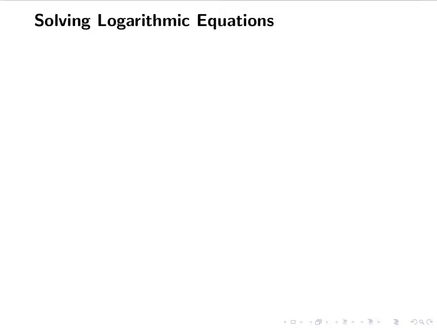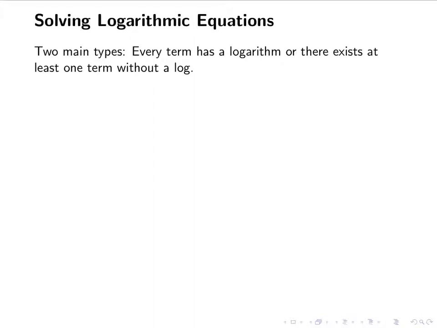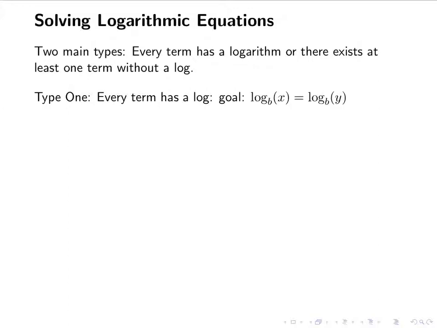Hello everyone, today we're going to look at solving logarithmic equations. There are two main types. The first one is where every term has a logarithm. The second is when there exists at least one term without a logarithm. We're going to look at the first one first because it's the easier one. So again, this is every term has a log.